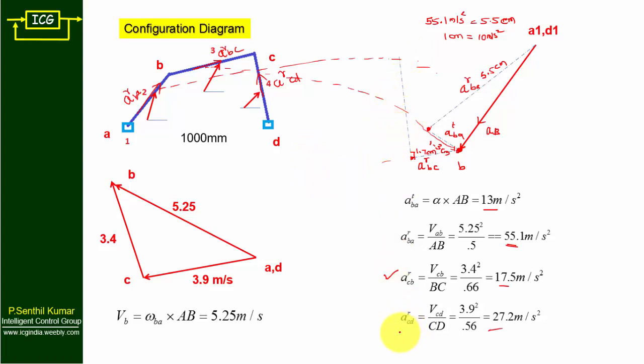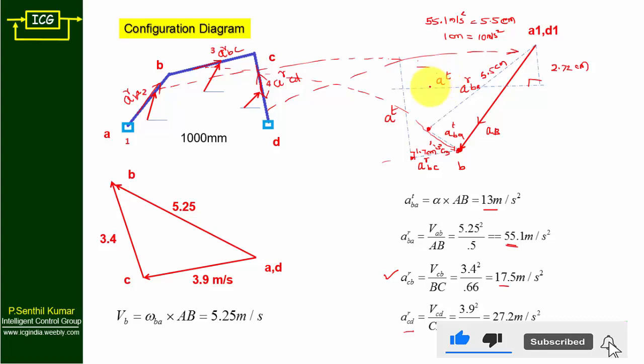Then the last one, A radial of CD, we can start from this point. 27.2. Copy this line in the downward direction to this point. You will get a line here. This is 2.72 centimeter. Since it is 27, we can take 27 as 2.7 because of this scale factor, 1 centimeter equal to 10 meter per second square. Then draw a line perpendicular to A radial of CD. Now there is one tangential component here, another tangential component will be here. Cut at a point. That is my point C.